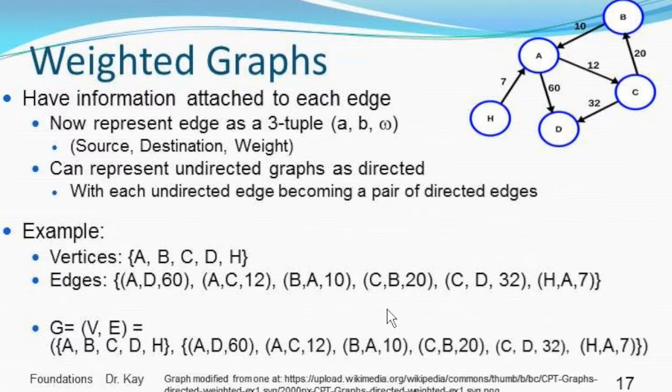And again, we can represent a weighted graph as a 2-tuple, as a pair, where we have the vertices and the edges. Both of these are sets. Our vertices are just a set of elements. And our edges are going to be a set of 3-tuples. And there's all my 3-tuples.